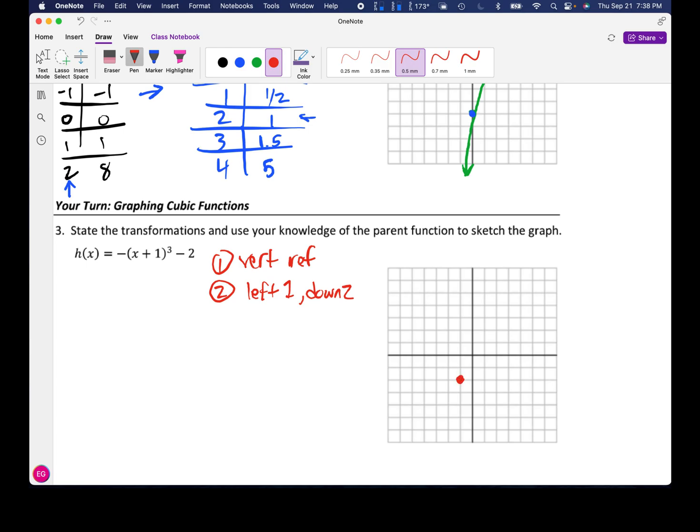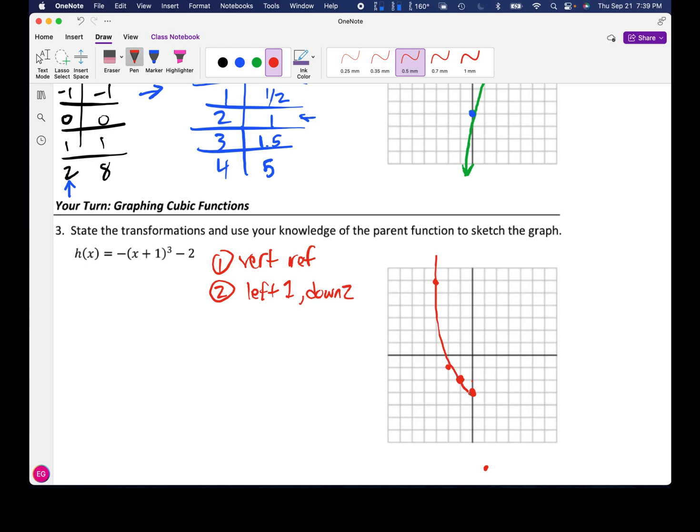When I go to do the vertical reflection, instead of going up, I'm just going to go down. So when I go over 1, instead of going up 1 to the third, I'm going to go down 1 to the third. When I go over 2, instead of going up 2 to the third, I would go down 2 to the third. So that's going to be way off the graph. And then I'm going to use symmetry. So on this side I would go up 1 instead. And when I go over 2, I would go up 8. So 1, 2, 3, 4, 5, 6, 7, 8. And there's going to be our points.